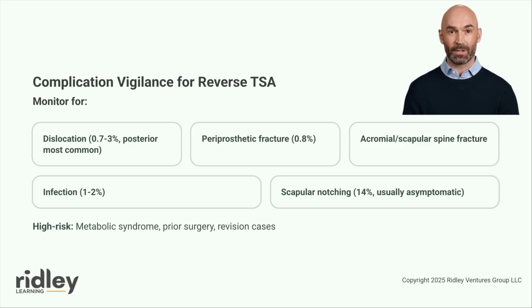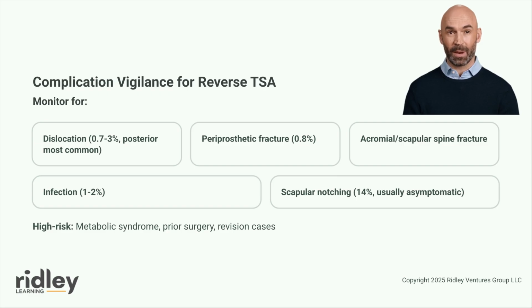While accelerated rehabilitation protocols have demonstrated safety in well-designed studies, rehabilitation professionals must remain vigilant for complications that can occur after reverse arthroplasty, including dislocation, periprosthetic fracture, infection, and persistent pain or stiffness. Dislocation rates in contemporary series range from 0.7 to 3%, with posterior dislocation being the most common direction due to the altered mechanics of the reverse prosthesis. Patients with metabolic syndrome, including diabetes, obesity, and hypertension, prior shoulder surgery, or revision procedures are at higher risk for complications and may benefit from more conservative rehabilitation approaches.